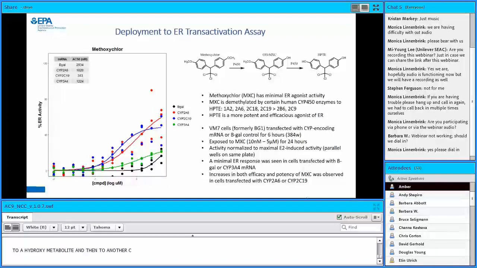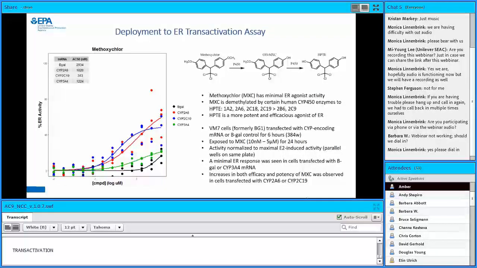estrogen receptor. And so when we transfected them with two of the CYPs that we suspected from the literature, or known from the literature, to activate methoxychlor to the ER-active metabolites, which were 2A6 and 2C9, you see that we do get not only a left shift, but we see an increase in efficacy of ER transactivation with methoxychlor compared to the black dots in line, which is the beta-gal transfected cells.